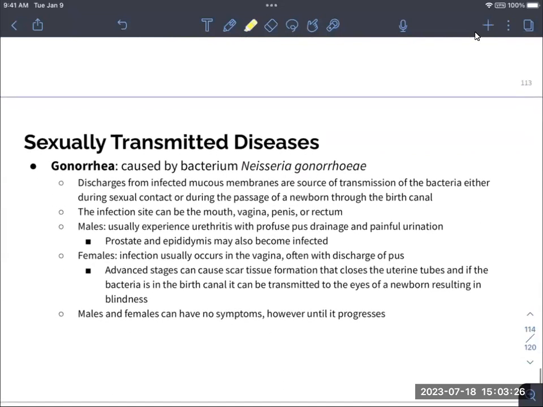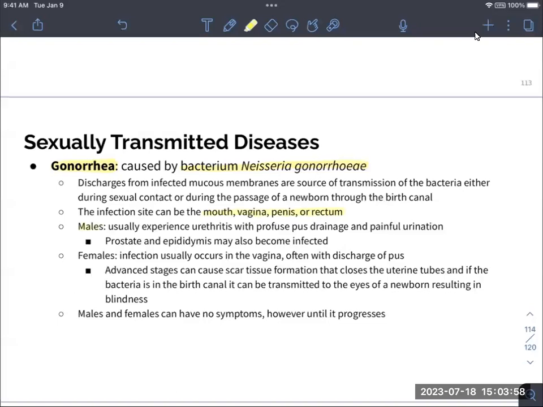So gonorrhea, it's a bacterium, Neisseria gonorrhoeae. This is caused by discharge from infected mucous membranes, which is how this bacteria gets transferred during sexual contact. It can also be passed to a newborn through the birth canal. Infections can take place in the mouth, the vagina, the penis, and the rectum.